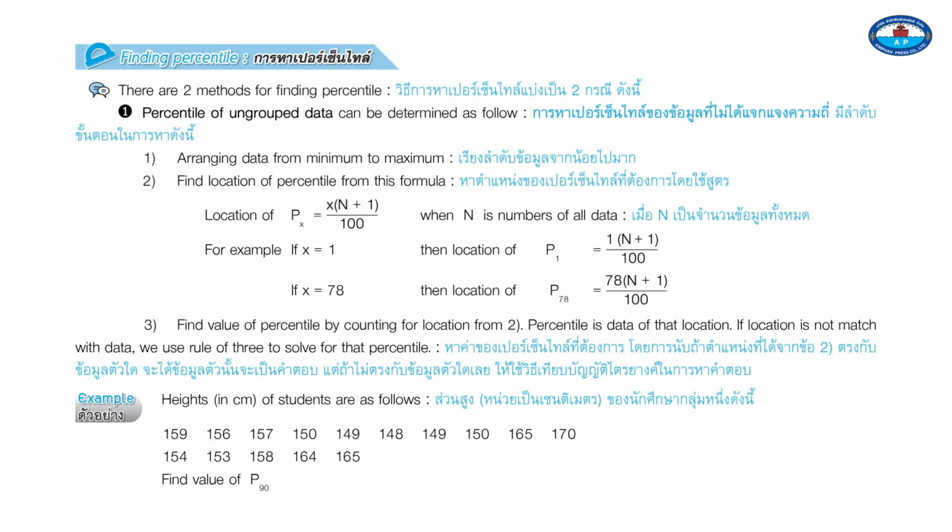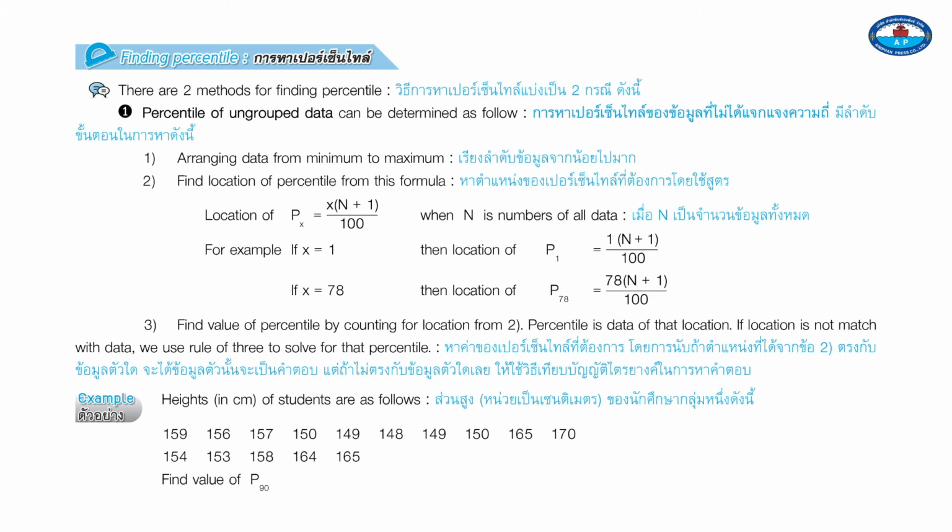Finding percentile. There are two methods for finding percentile. 1. Percentile of ungrouped data can be determined as follows. 1. Arrange the data from minimum to maximum. 2. Find the location of the percentile from this formula. Location of Px equals x(n plus 1) over 100, where n is the number of all data.